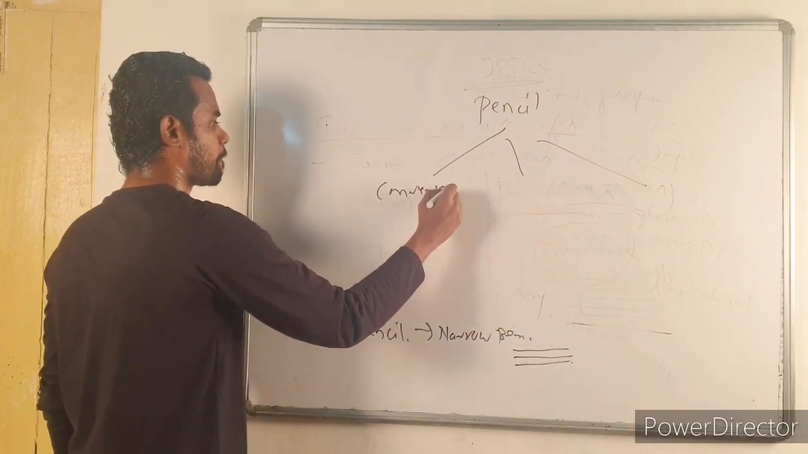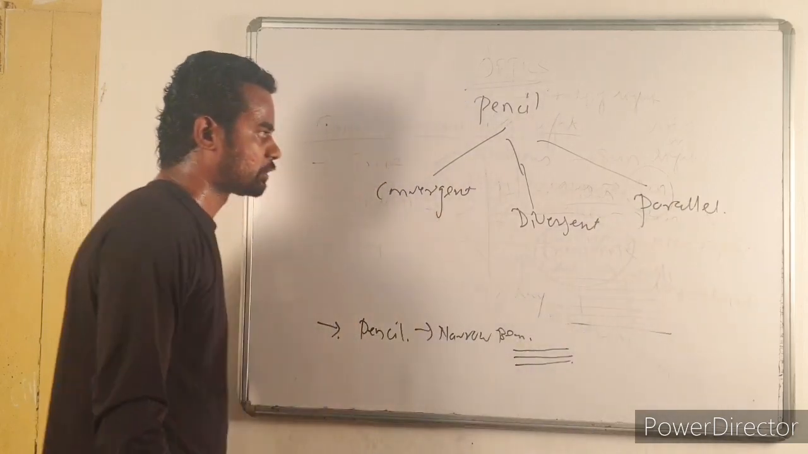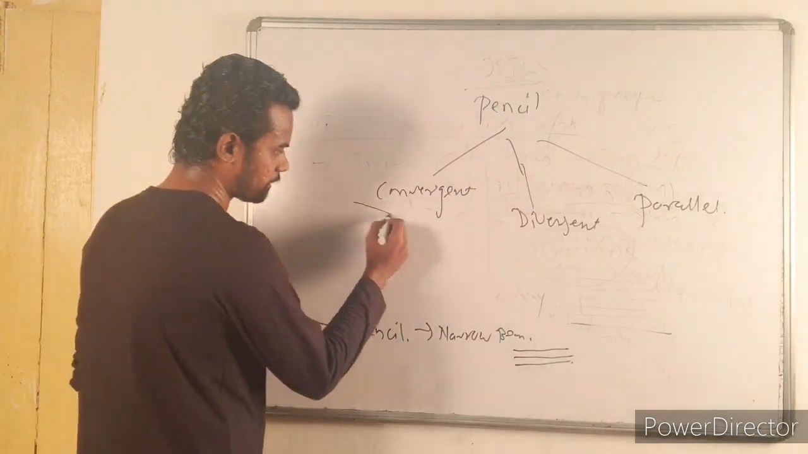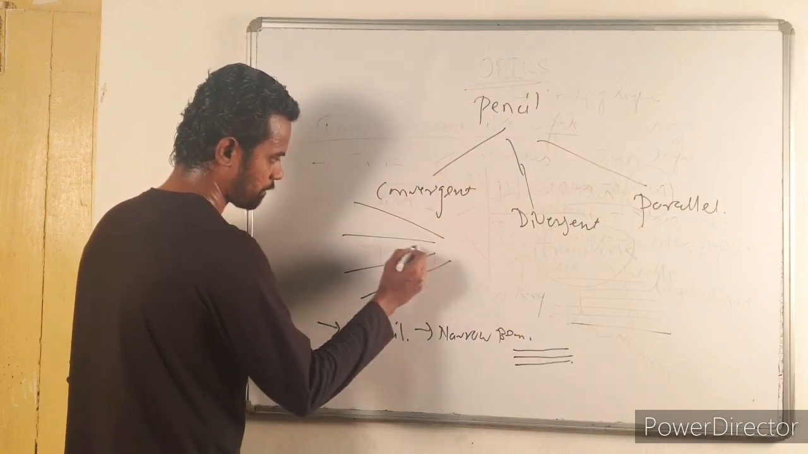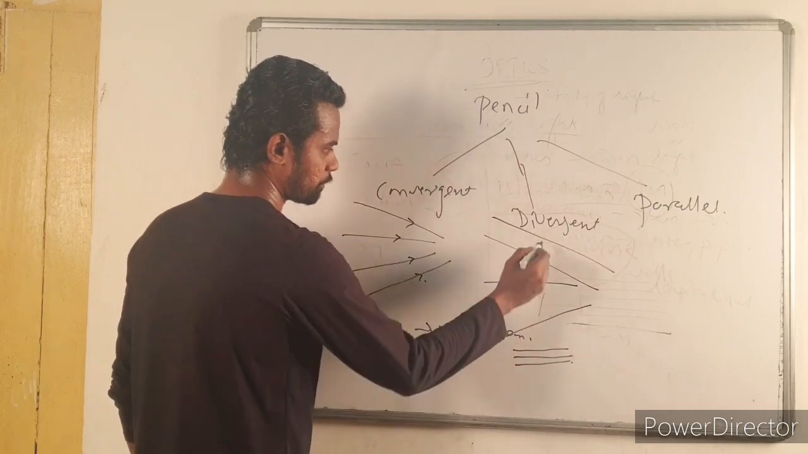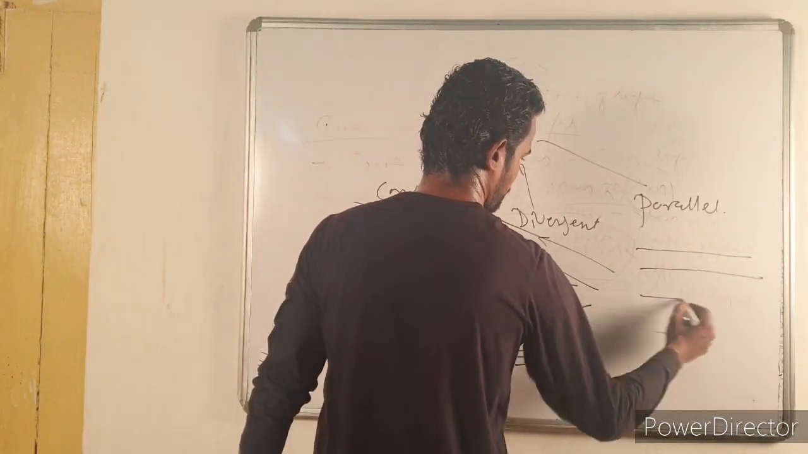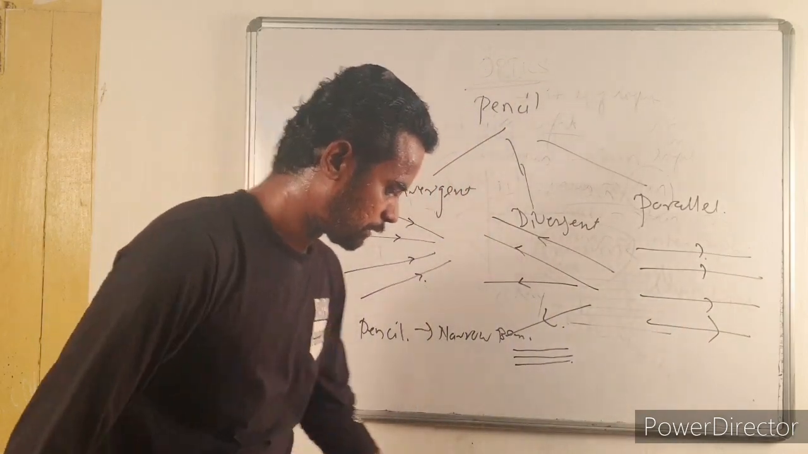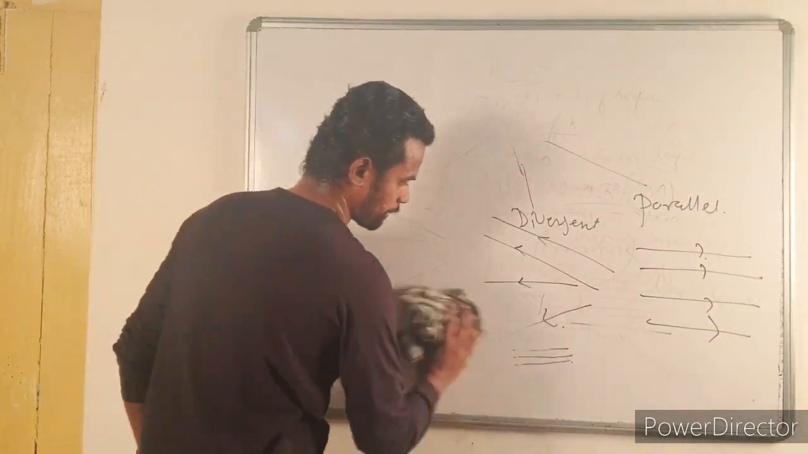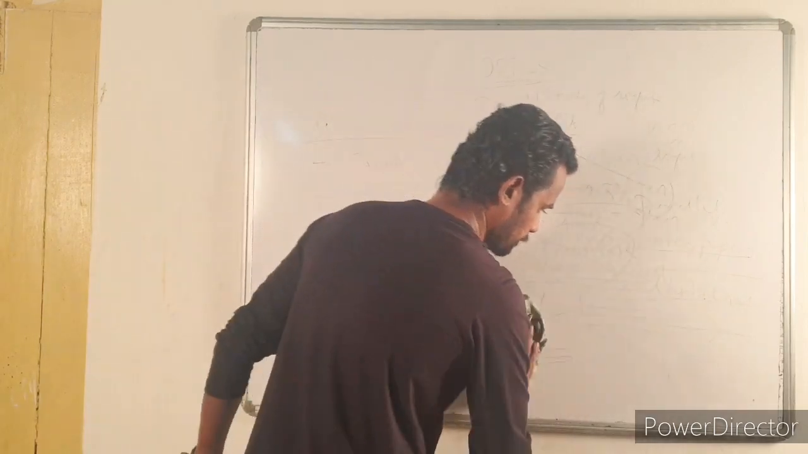Convergent, divergent, and parallel. A convergent pencil is one where all the rays of light in the pencil converge or meet at a particular spot. Divergent is the opposite, where all the rays seem to be coming away from a spot. In a parallel pencil, they do neither. Alright, so these are some basic terms in optics. Before we study optics, the study of light, we should know all these basic foundation concepts. Then we will move into the main chapters.